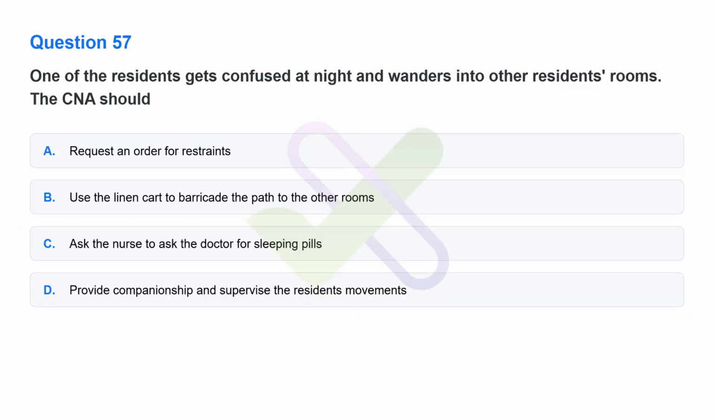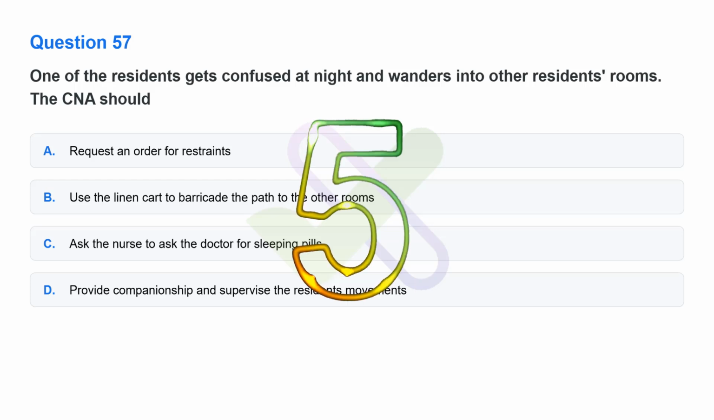One of the residents gets confused at night and wanders into other residents' rooms. The CNA shall A, request an order for restraints. B, use the linen cart to barricade the path to the other rooms. C, ask the nurse to ask the doctor for sleeping pills. D, provide companionship and supervise the resident's movements.